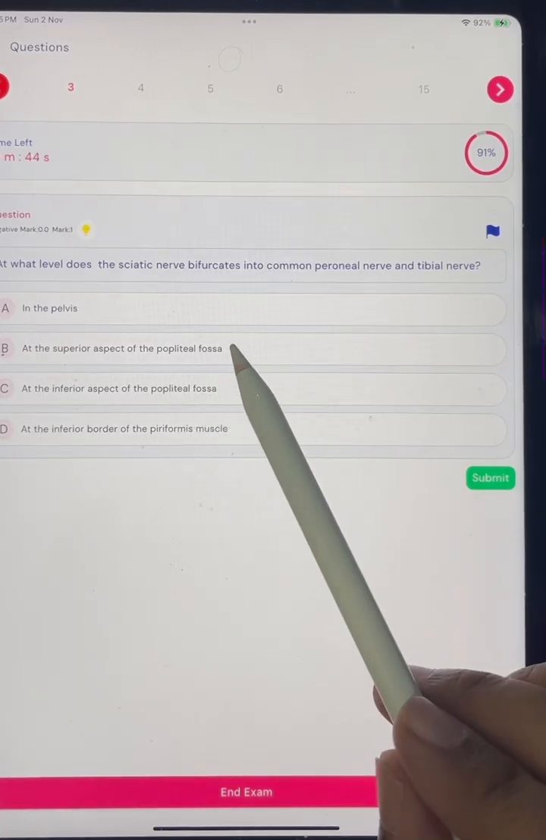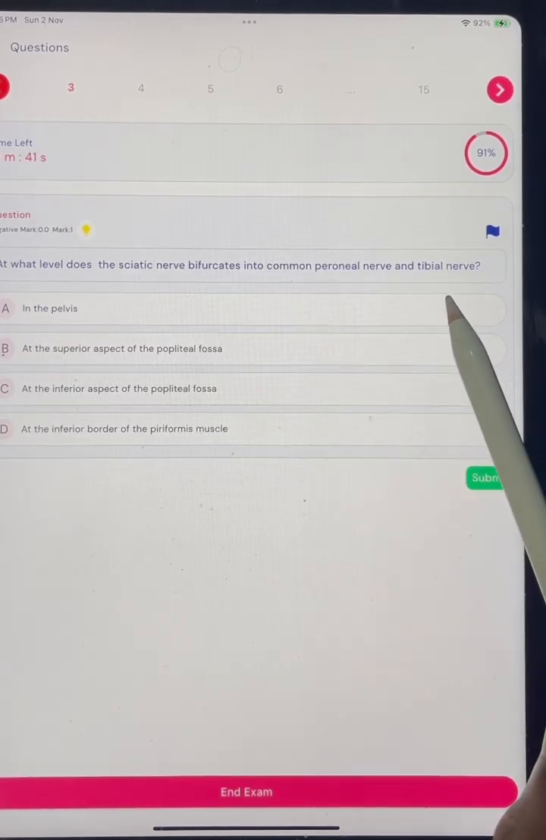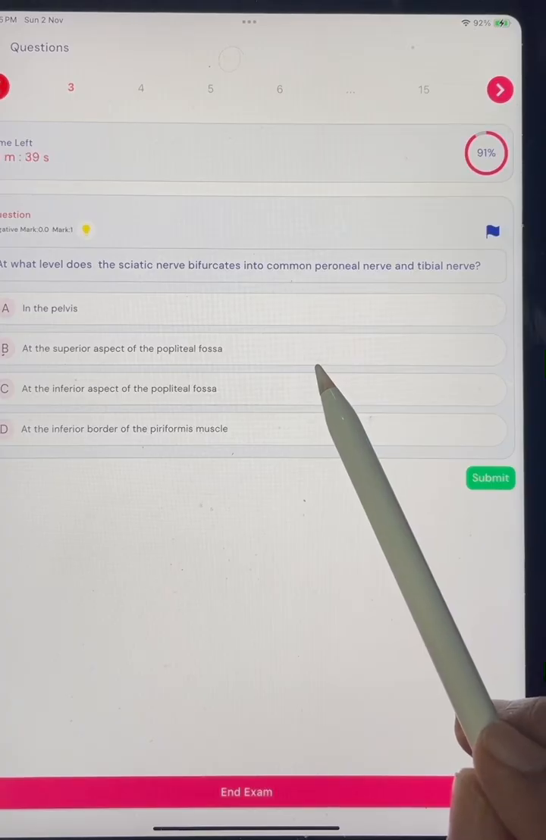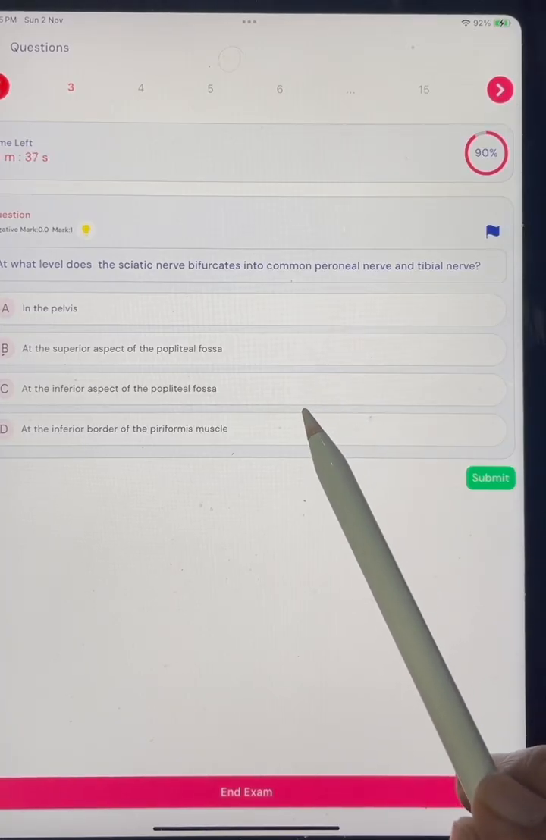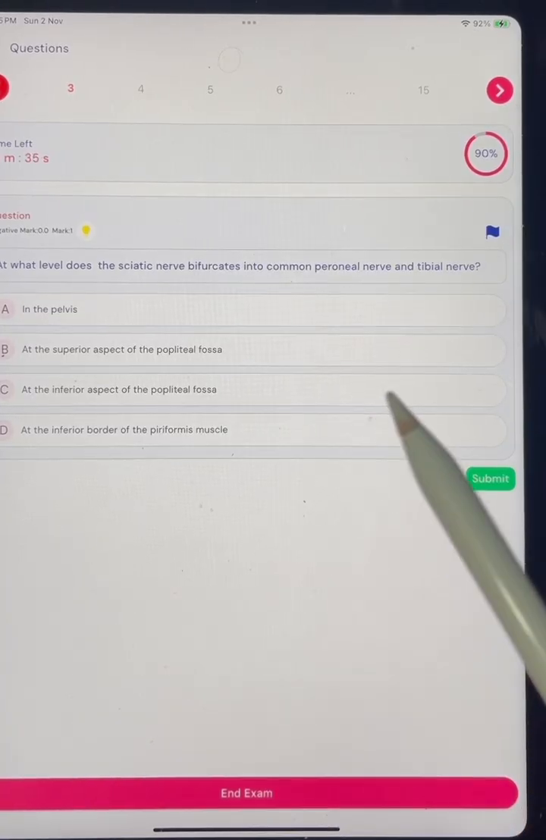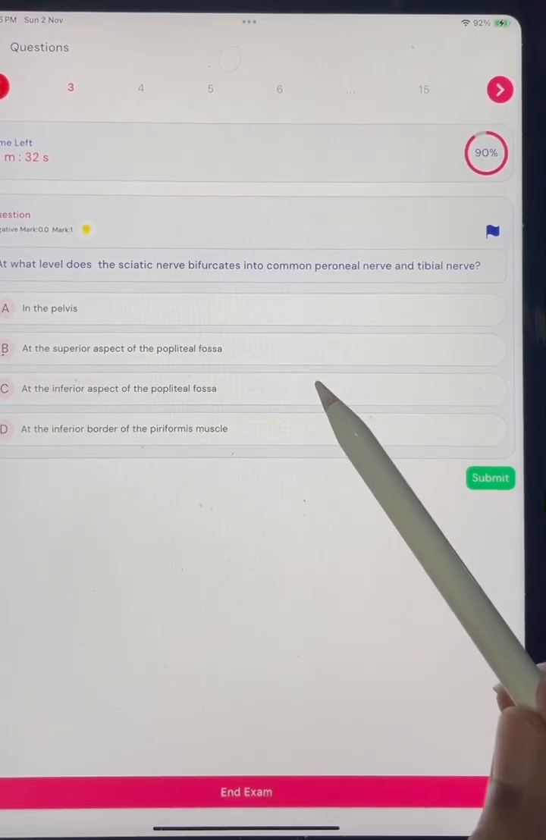At what level does the sciatic nerve bifurcate into the common peroneal and tibial nerves? In the pelvis? Superior aspect of popliteal fossa? At the inferior aspect of popliteal fossa? It is at the superior aspect of popliteal fossa.